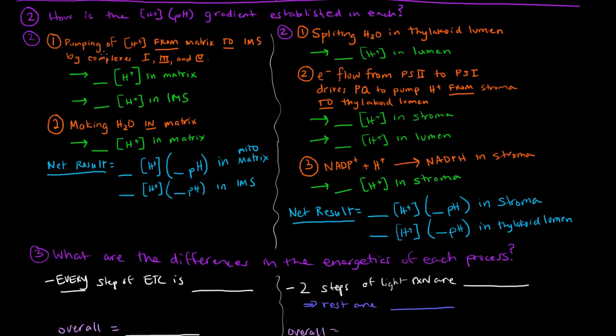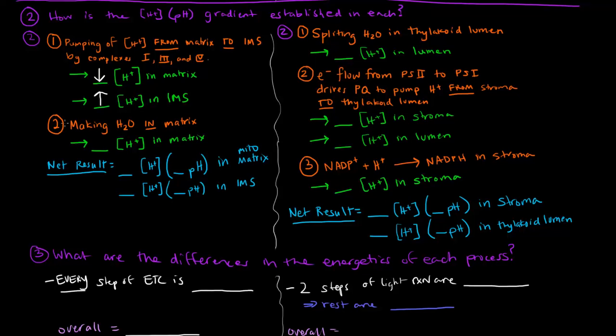So in the electron transport chain of the mitochondria, the one thing that contributes to the proton gradient is the pumping of protons from the matrix to the intermembrane space, and this is done by complexes 1, 3, and 4. If they're taking protons from the matrix to the intermembrane space, what's happening? Well, we're taking protons out of the matrix, so we're lowering the proton concentration in the matrix, and we're taking them to the intermembrane space, so we're increasing the H+ concentration in the intermembrane space.